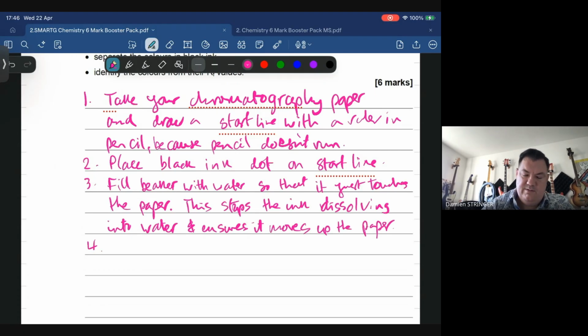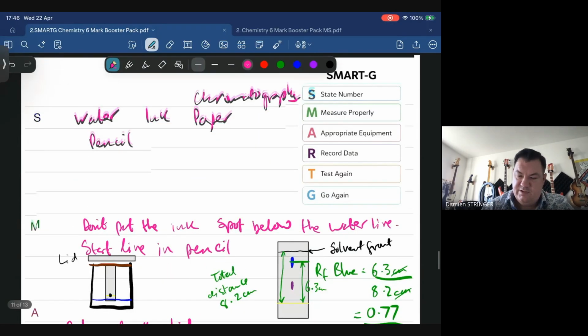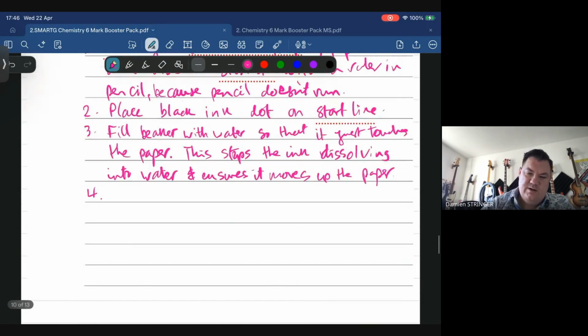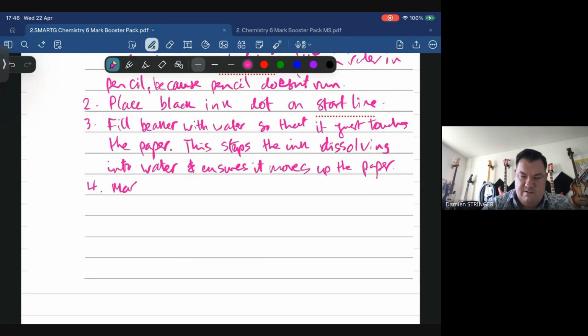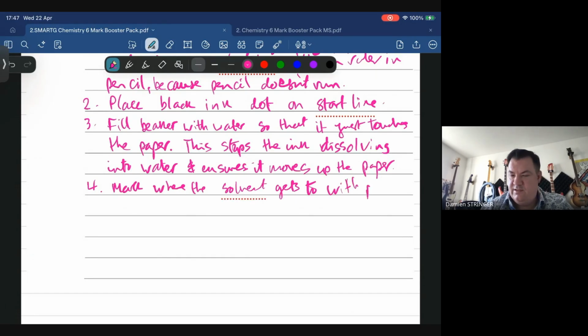So at this point, we think it will have split into some colours, don't we? So we need to mark where the solvent gets to. Again, with pencil, you can never do this right, because writing on something wet with a pencil is never very good, but you have to do your best. So mark where the solvent gets to with pencil, and measure the distance.